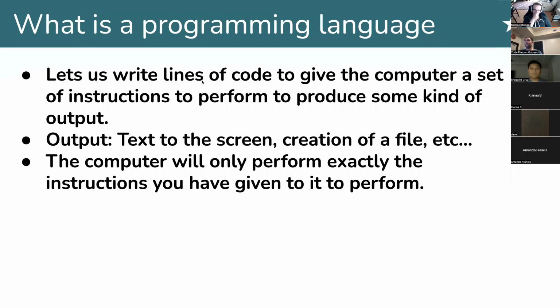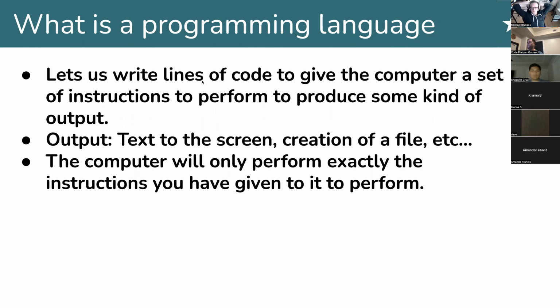So what is a programming language? It lets us write lines of code to give the computer a set of instructions to perform to produce some kind of output. So basically we have input going in, we run it through our code that is going to be a series of operations, and that's going to give us hopefully a desired output. Output is text to the screen, creation of a file, something being printed, something being saved to a database. There's all different ways to create output.